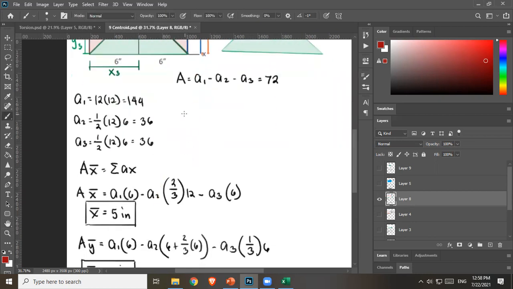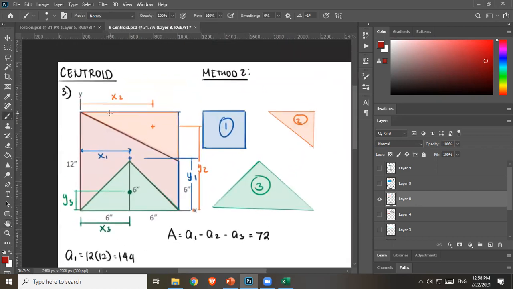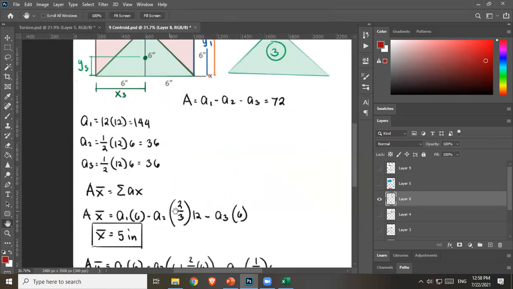Next, A2. This your A2. This your centroid. Distance from the y-axis, that's your X2. And that is, since it's from the point, that's 2/3 length. And length of this is 12. So that's why this will be 2/3 12.